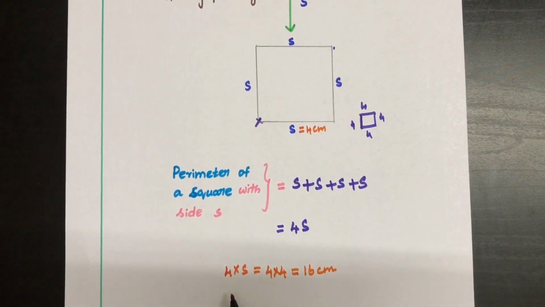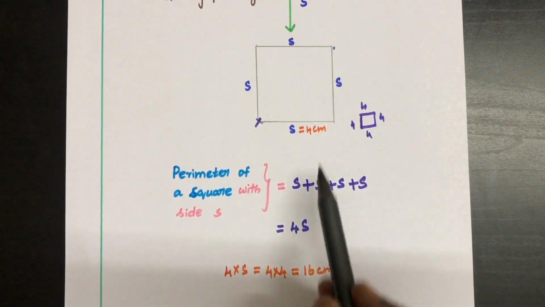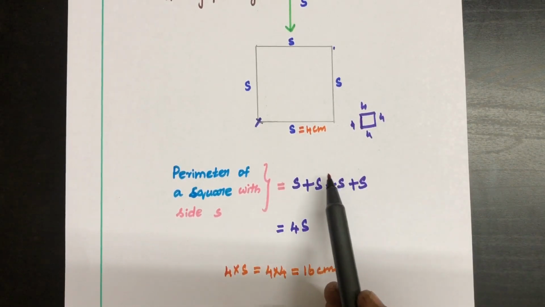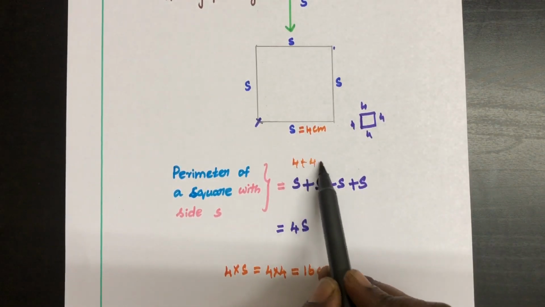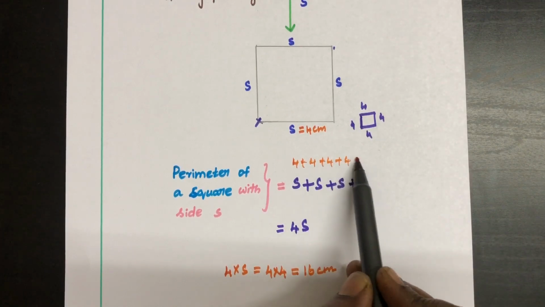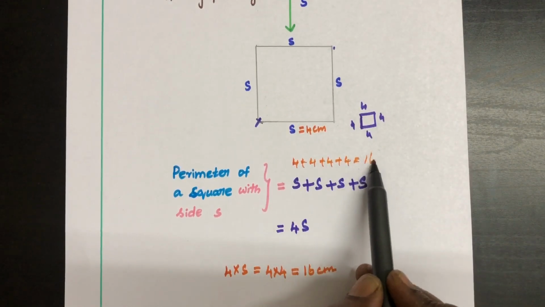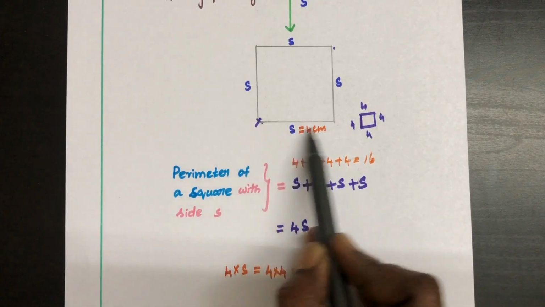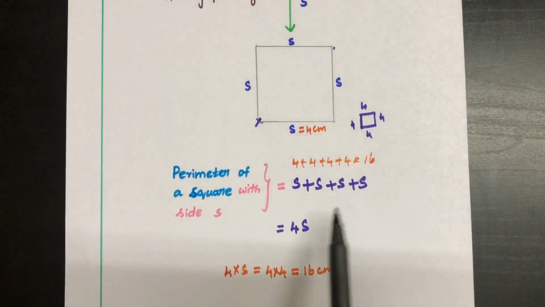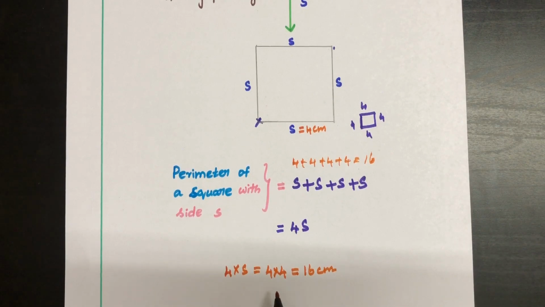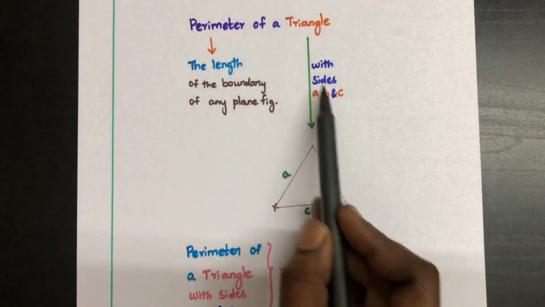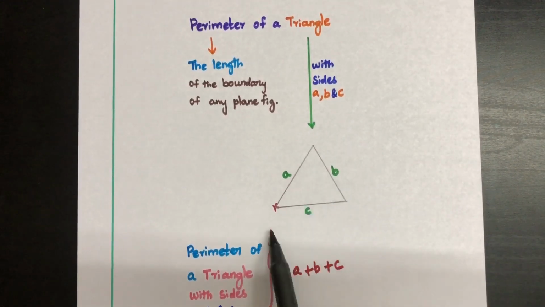See, this is the formula for the perimeter of a square: 4S. Always keep it in mind. 4 into side is the perimeter of a square. Like this you can also do 4 plus 4 plus 4 plus 4, which is equal to 16 again. So instead of adding like this, for the square the general formula is 4 into S, 4 into side.